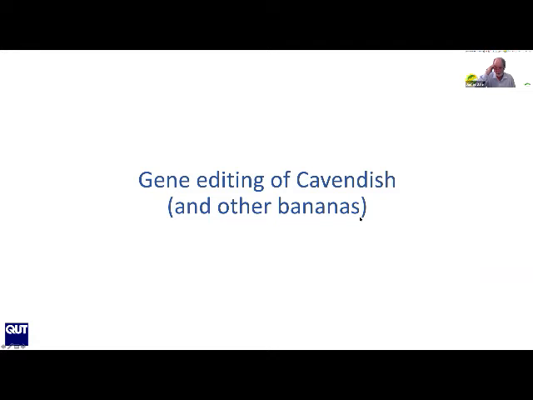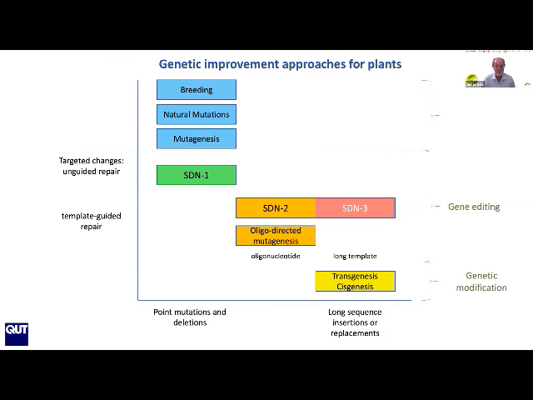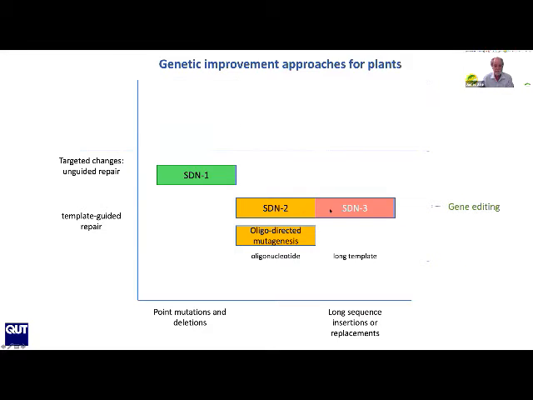However, technology always moves on, and this is very important. So now what we're looking at is to develop that same level of resistance, but through gene editing of Cavendish and of course other bananas. And going back to that slide I had previously, with the SDN1, SDN2, SDN3 in that center there, these are the gene editing technologies.